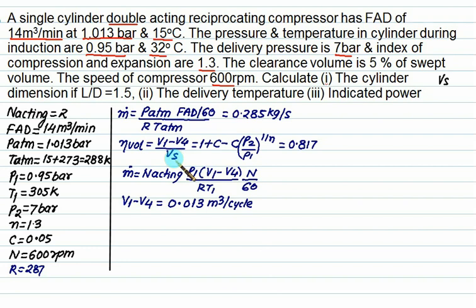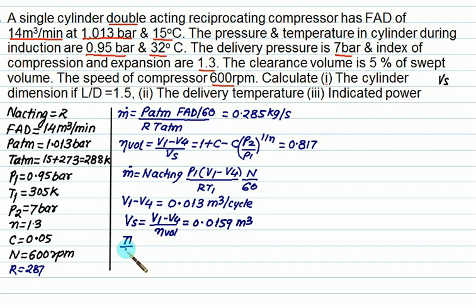Now since we know the eta v, we can calculate the Vs. So Vs equals V1 minus V4 divided by the volumetric efficiency. So we substitute 0.013 and 0.817. So we get the swept volume equals 0.0159 meter cube per cycle, or only meter cube, because cycle is not normally written.